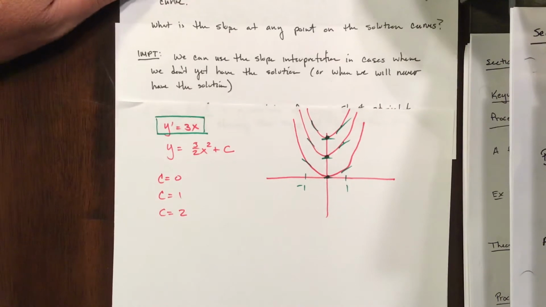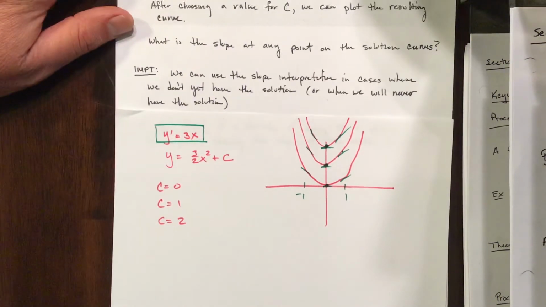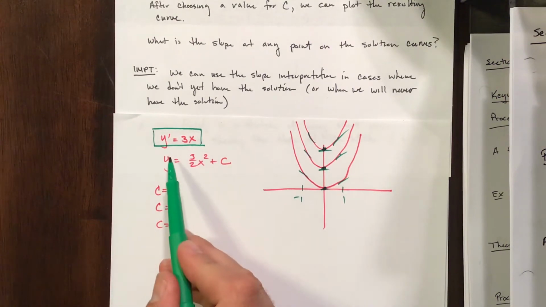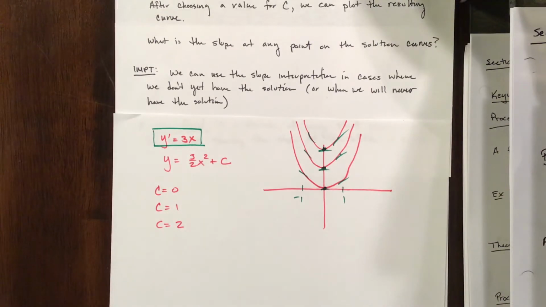But it gives us an important idea to flesh out. We can use the slope interpretation in cases where we don't have the solution curve. Some differential equations are not going to be this easy. In fact, most aren't. There are going to be some differential equations that are really, really hard to solve, or some that are impossible to solve. Like not every integral has an antiderivative, or closed form antiderivative, I should say.